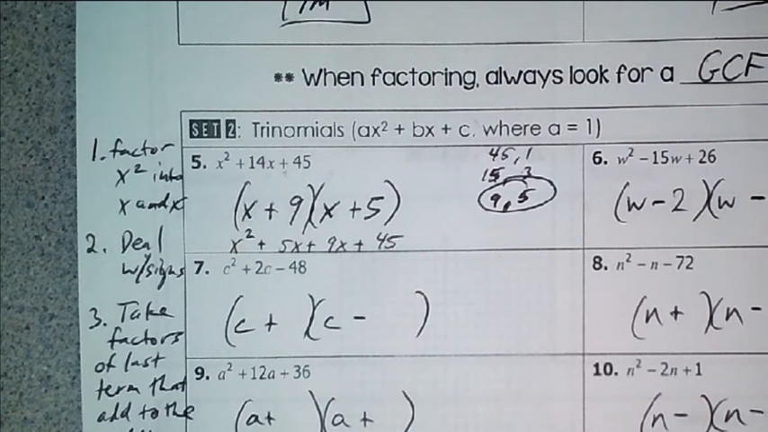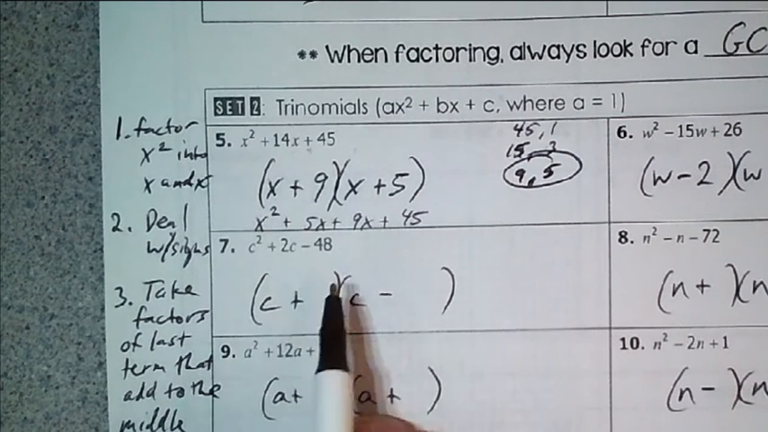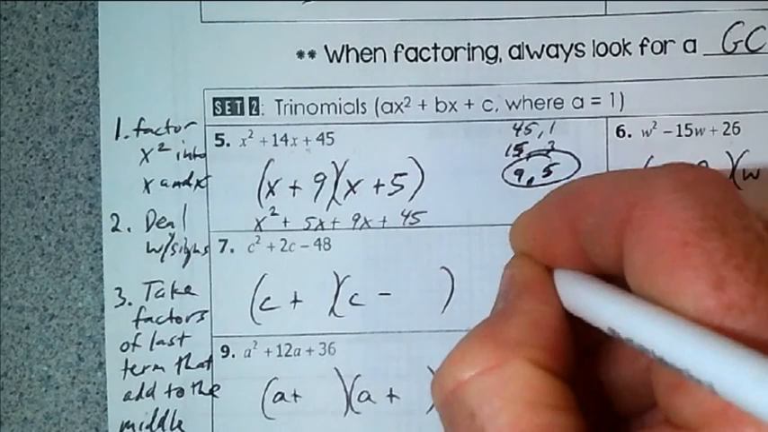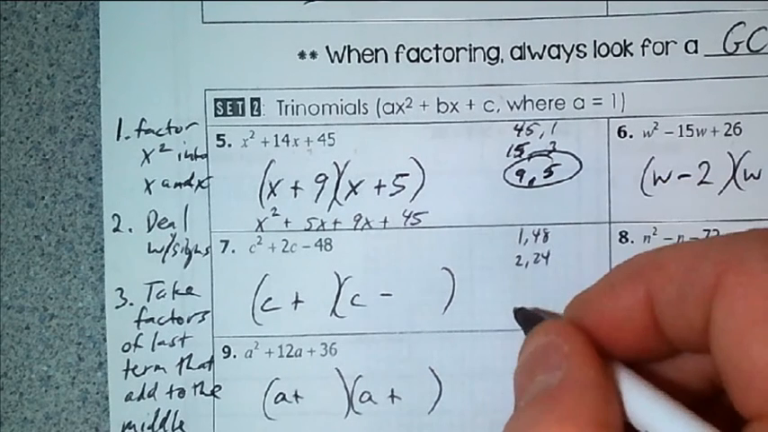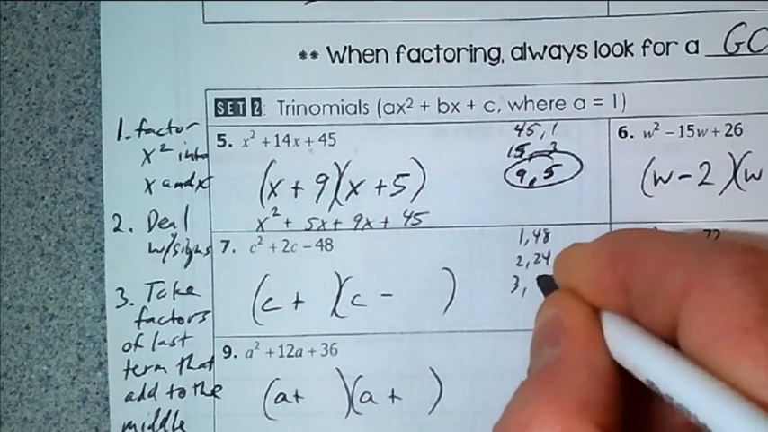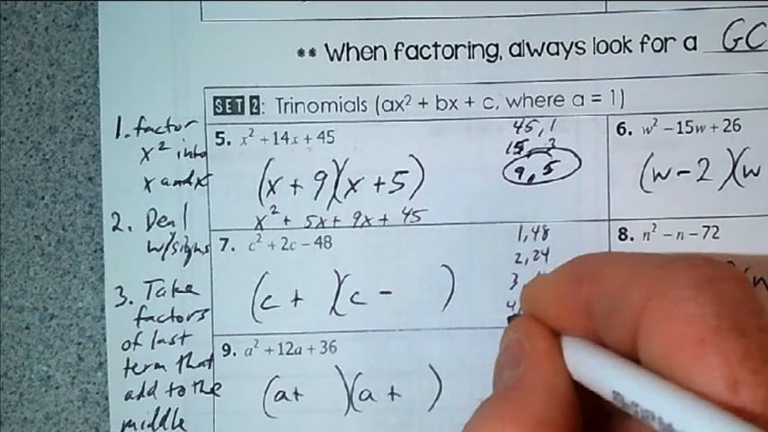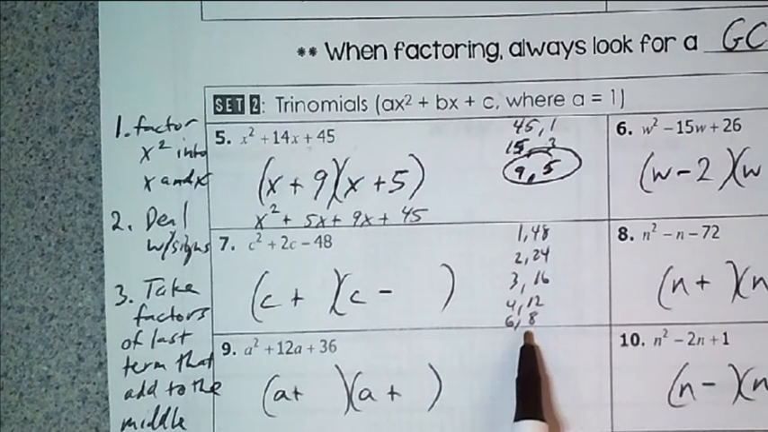Okay, let's look at 7, because it's a little different, because now we've got a negative at the end. But let's go ahead and list the factors. 1 and 48. 2 and 24. I generally start with 1 and work my way down. 3 and 16. 4 and 12. 5 is not. 6 and 8. And once you get to the factors that are almost the same, or very close together, there aren't any more.